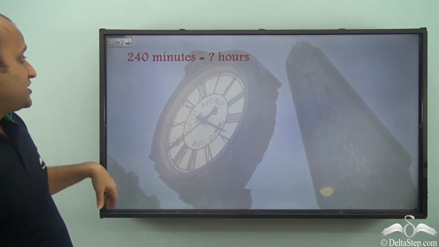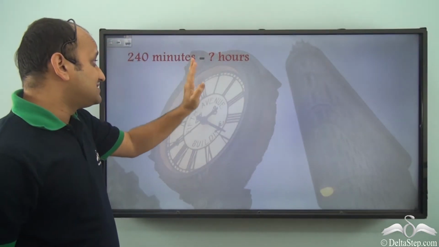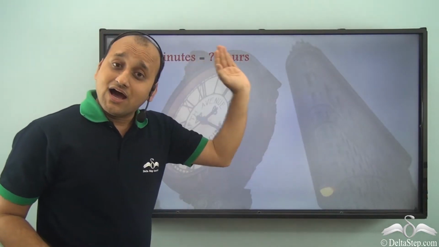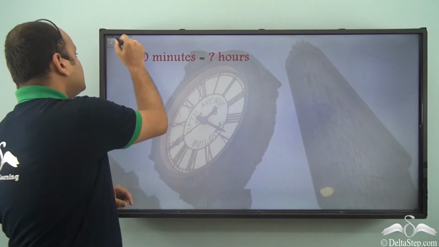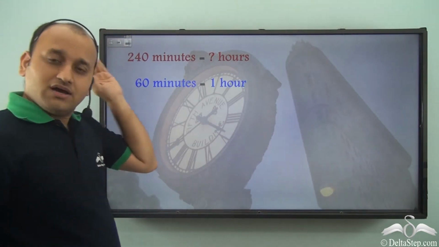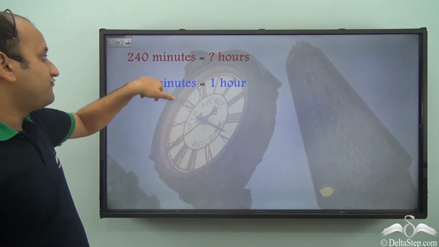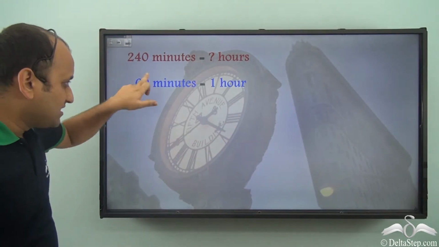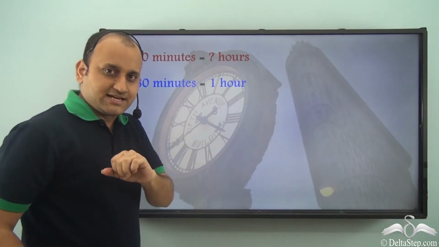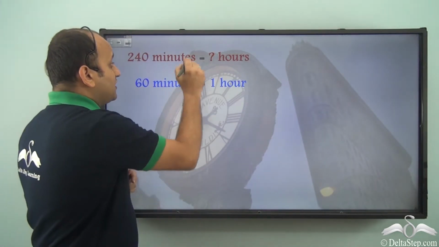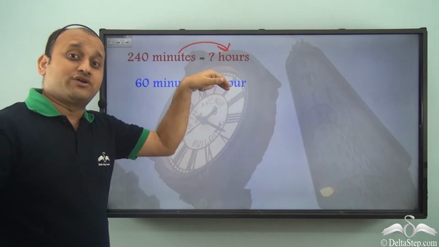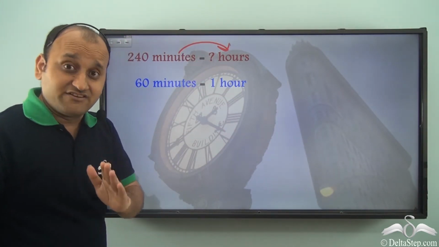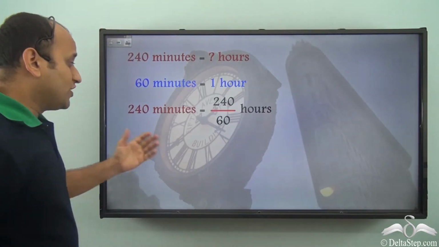Now next conversion is 240 minutes is equal to how many hours? So here we are trying to convert from minutes to hours. So what do we do? Well, first of all, what is the conversion? So we are trying to convert from minutes to hours. So 60 minutes is equal to 1 hour, isn't it? Now we are trying to convert from minutes to hours, that is smaller unit to larger unit, which means that we will divide. So what do we divide with?